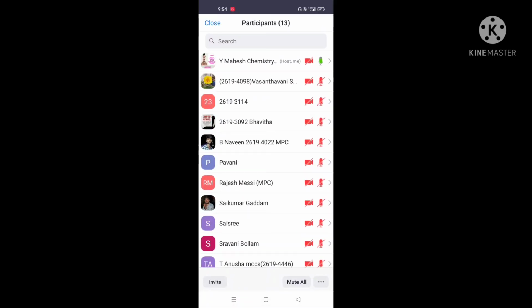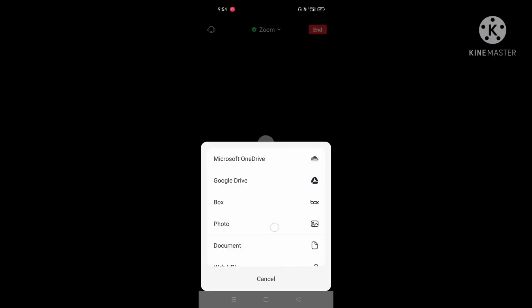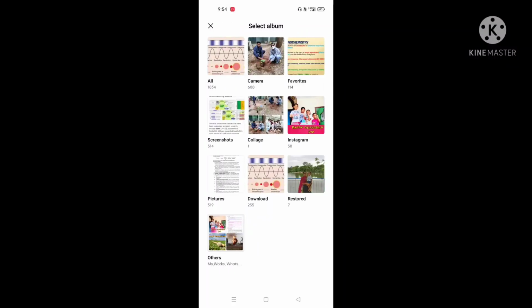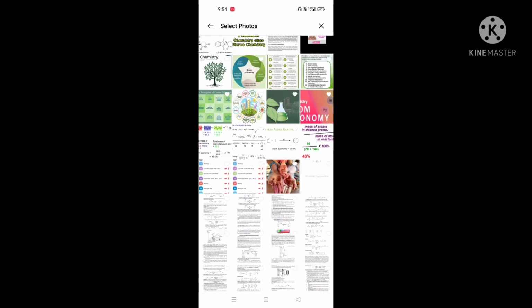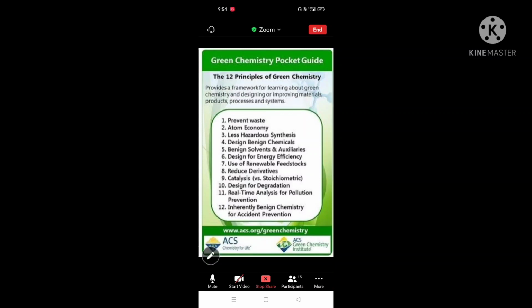Okay, coming to our green chemistry. Generally, green chemistry is built on 12 basic principles. The 12 basic principles are very mandatory for green synthesis. These are some of the basic principles of green chemistry. A green chemistry reaction must follow these 12 principles. So that is the basic principle of green chemistry.